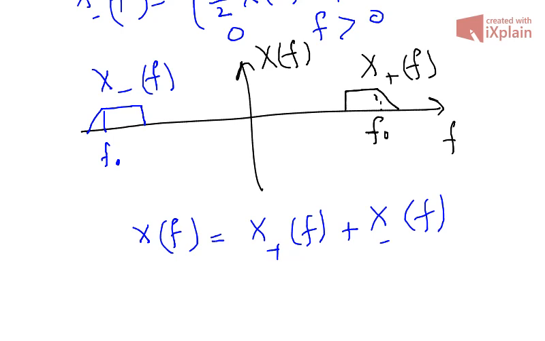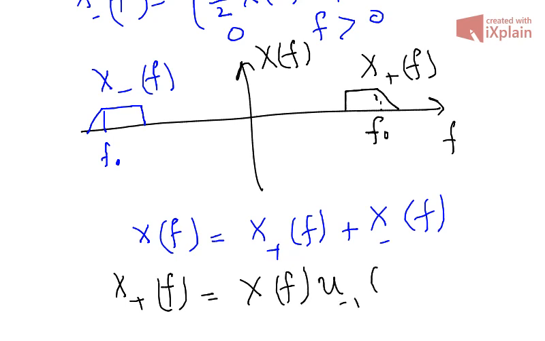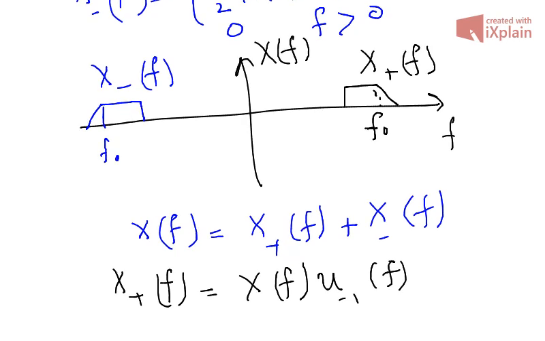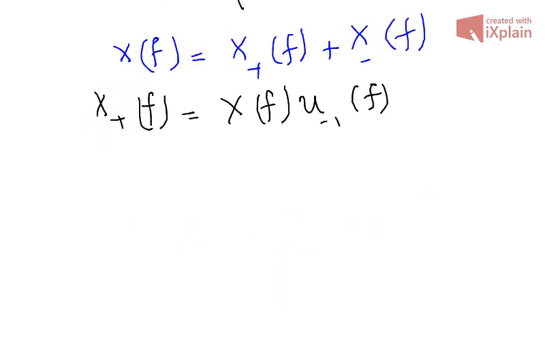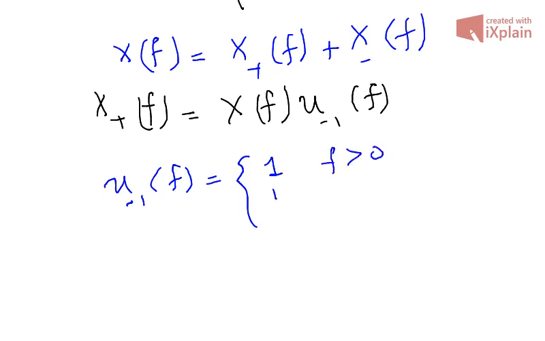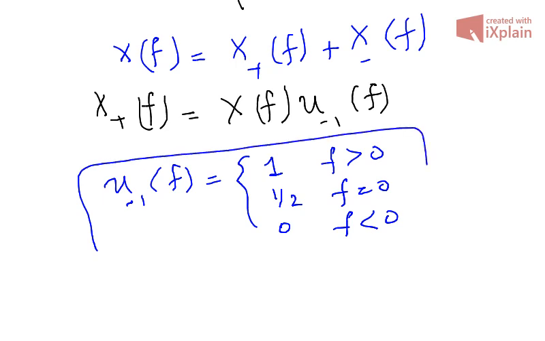We can also write the positive spectrum x positive of f as x of f multiplied by the unit step function. The unit step function is unity for f greater than 0. By definition, we define our unit step function as 1 when f is greater than 0, half when f equals 0, and 0 for f less than 0. This is the definition of our unit step function.